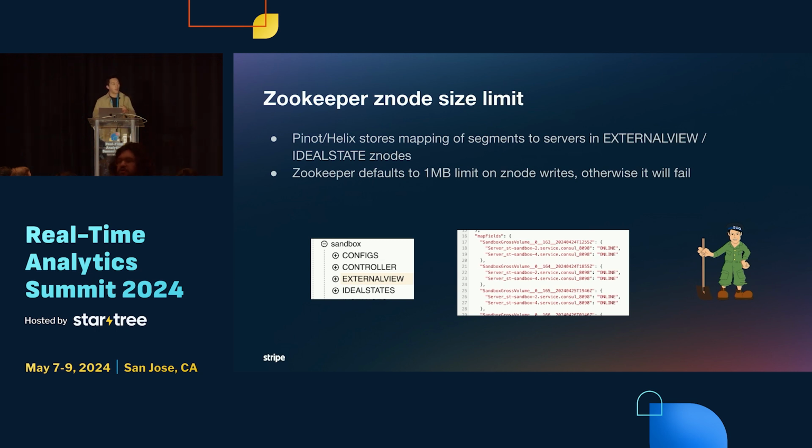Zookeeper has a hard 1 megabyte limit for znode size by default. And after hitting this limit, the writes to Zookeeper will fail. And ZK writes are necessary for many cluster operations like adding new segments, propagating broker routing changes, among other things. And writes failing would impair the cluster.